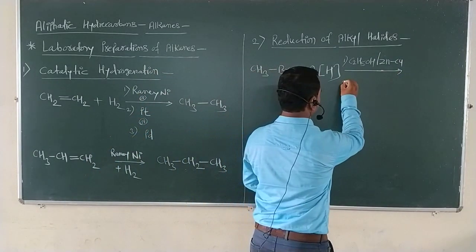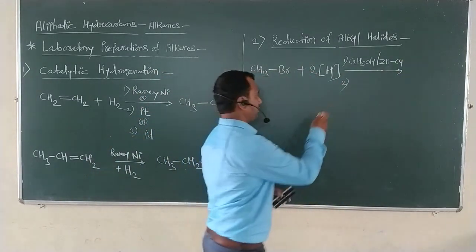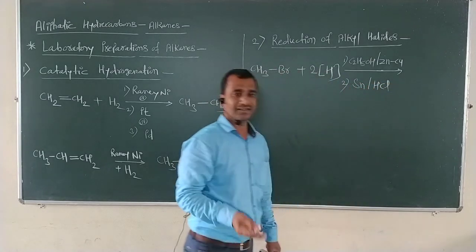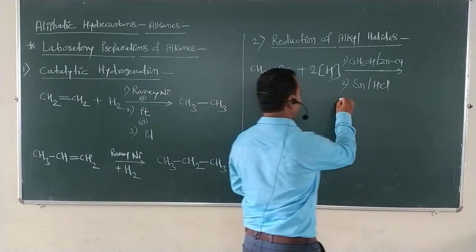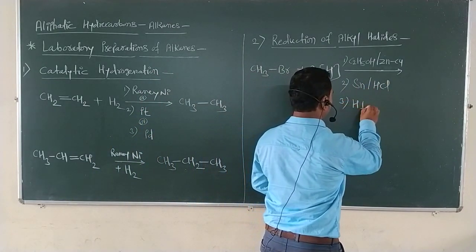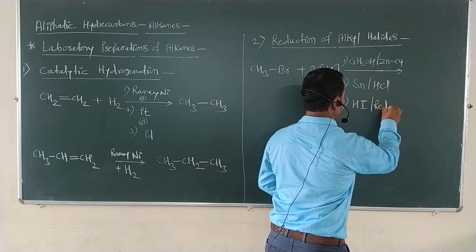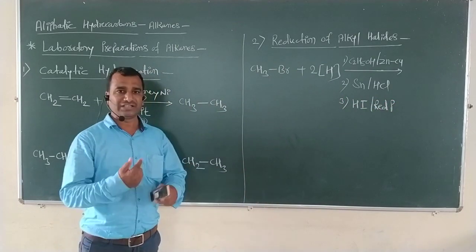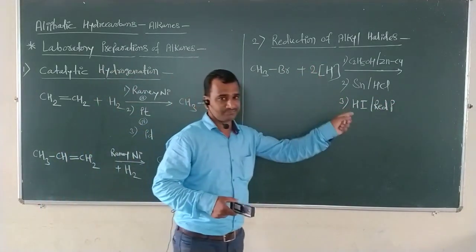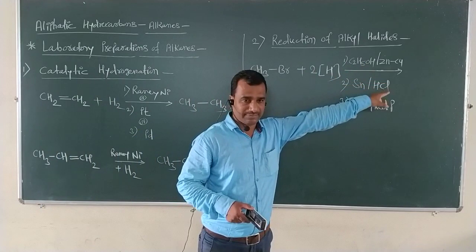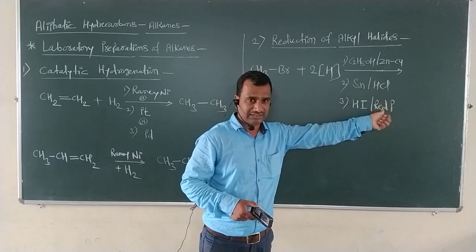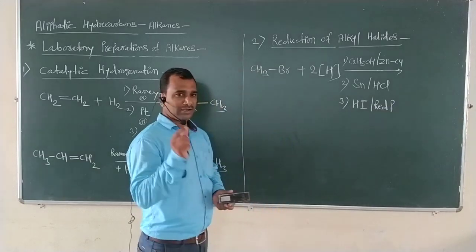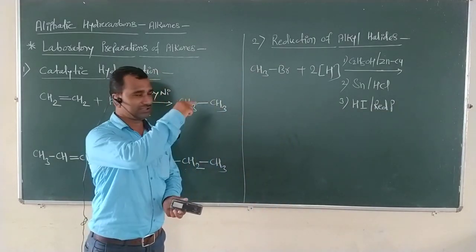Secondly, you may take tin in presence of HCl, or you may take hydrogen iodide in presence of red phosphorus. So by using any one of the reagents among these three, ethyl alcohol in presence of zinc copper couple, tin with HCl, or hydrogen iodide in presence of red phosphorus, we have to use a proper reagent among these three.